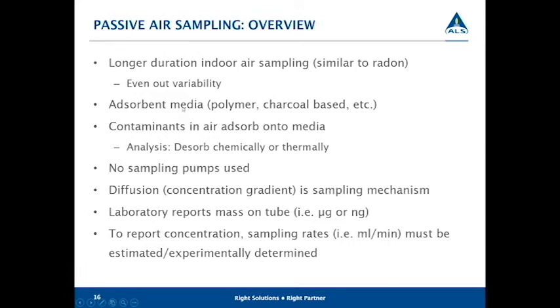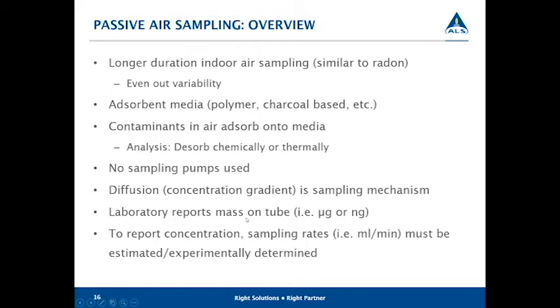The passive sampling uses an absorbent media. These are polymers or charcoal-based medias. The contaminants in air absorb onto the media, and then when the laboratory analyzes the samples at the lab, they desorb them chemically or thermally onto the instrumentation. No sampling pumps are used, and the method of collection onto the media is through diffusion. There's a concentration gradient in each one of the types of media, and that is the sampling mechanism.